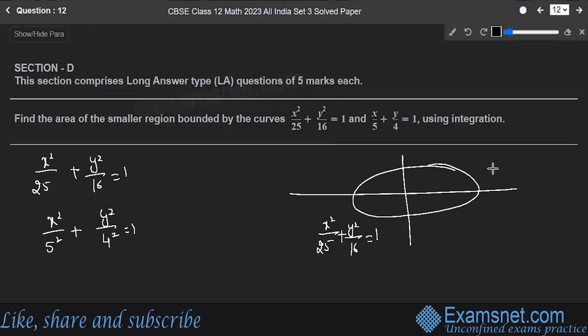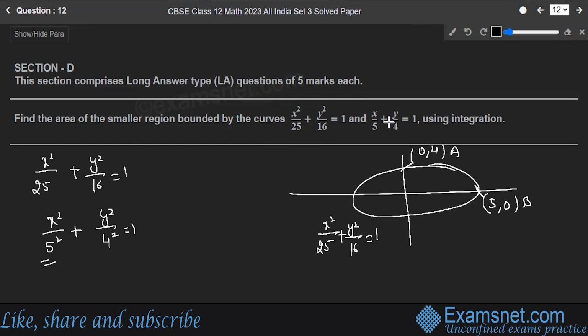And the line is x upon 5 plus y upon 4 is equal to 1. When you will plot this, when you are having y is equal to 0, x will be equal to 5. So this is the point 5 comma 0 on the ellipse. And over here, this is 5. And this point is equal to 0 comma 4. Let's say this is A and this is B.